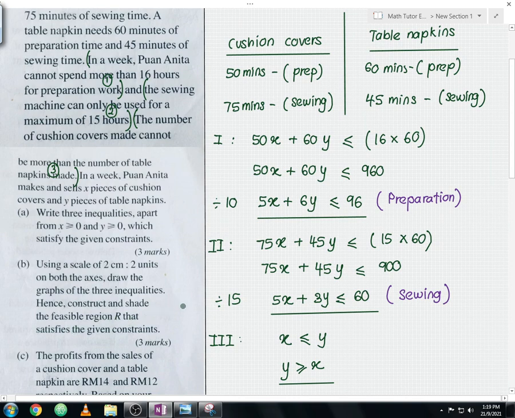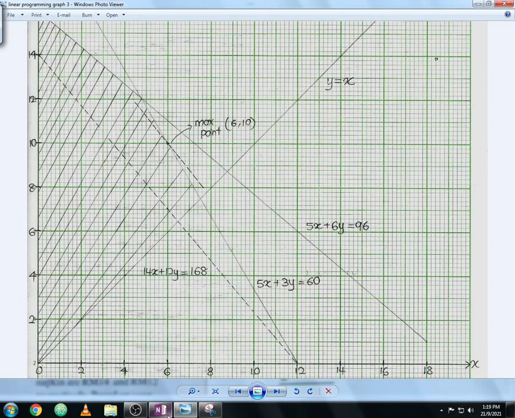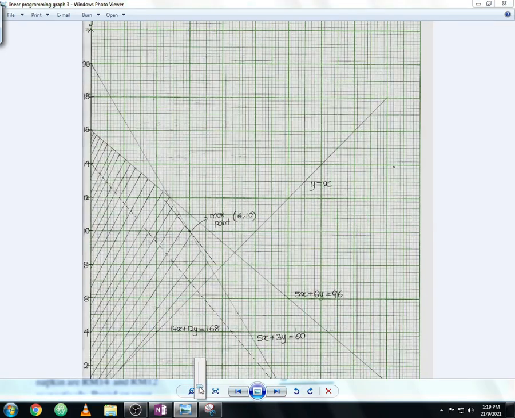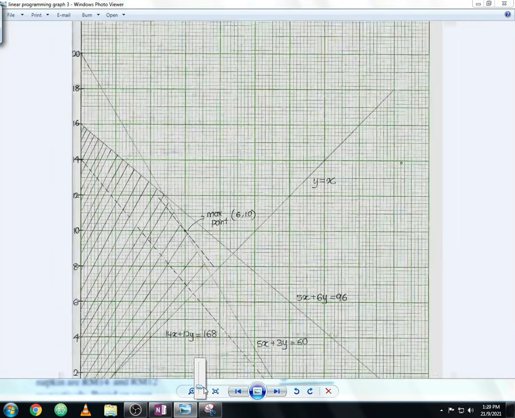By the way, I've already completed the graph and shaded the region for you. So let me show you the completed linear programming graph now. Please wait for a moment. Okay, let me zoom out this first. So this is what your linear programming graph should look like. Let me zoom in now so that you can see it better.